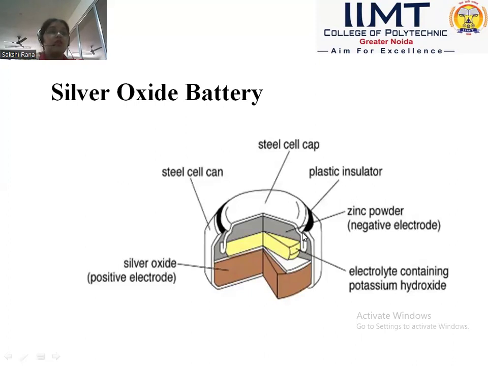This is the block diagram of the silver oxide battery. The silver oxide battery is basically used in the cells of watches, like analog watches, or the cell of a thermometer, or we can say the battery of the thermometer is a type of silver oxide battery. Steel cell cap, can, silver oxide positive electrode, electrolyte containing potassium hydroxide, that is in yellow color, zinc powder negative electrode, plastic insulator, steel cell cap, and steel cell can.